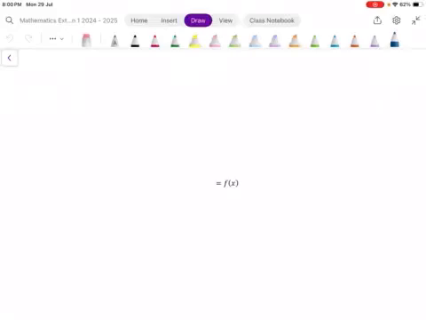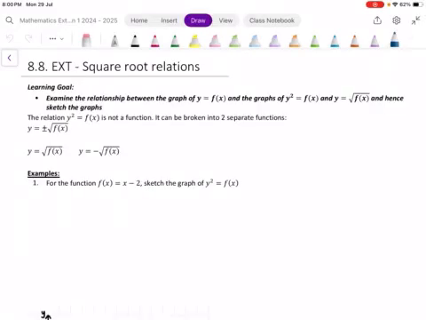Hi Year 11. Today what we're doing is looking at square root relations. So we're going to examine the relationship between the graph of y equals f(x) and the graphs of y squared equals f(x) and y equals the square root of f(x). And hence we're going to sketch the graphs.